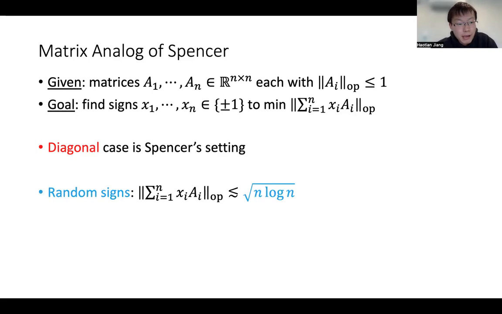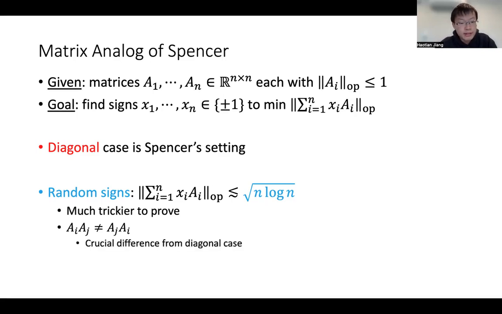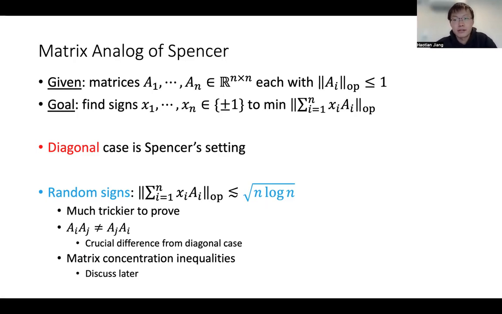And similar to the case of Spencer, if you pick the signs xi uniformly at random, then the operator norm is typically on the order of square root of n log n. But unlike the diagonal case, even this result is much trickier to prove. The main reason is that once you have matrices that are not diagonal, AiAj is no longer equal to AjAi. And this causes a lot of problems for generalizing the proof that I showed you in the first few slides for the diagonal case. It actually took people quite a long time to realize the correct set of tools to prove this result, and these are called matrix concentration inequalities, which I will discuss later.